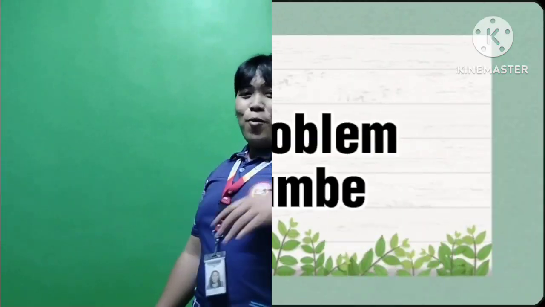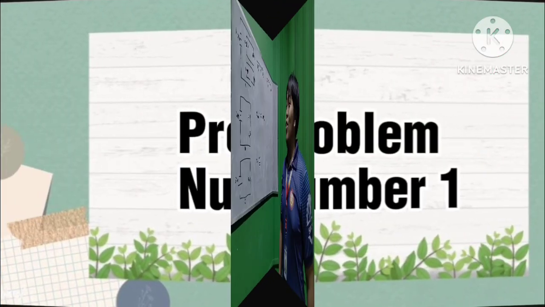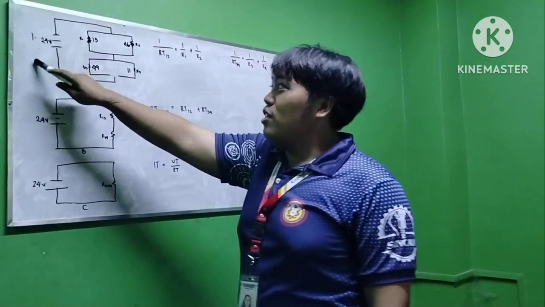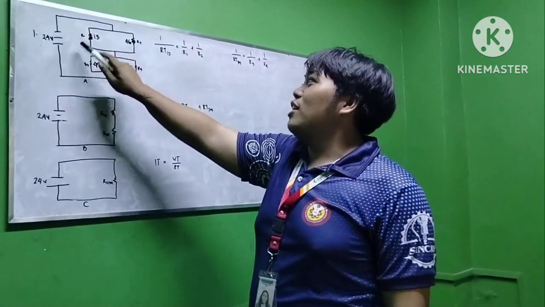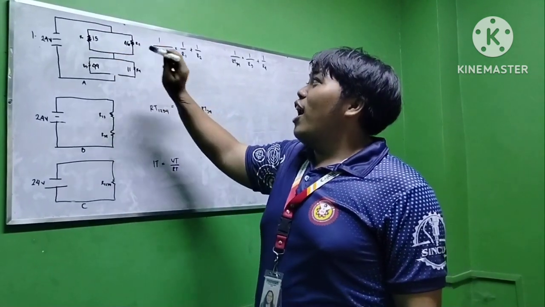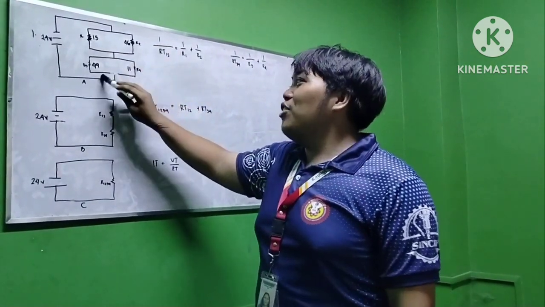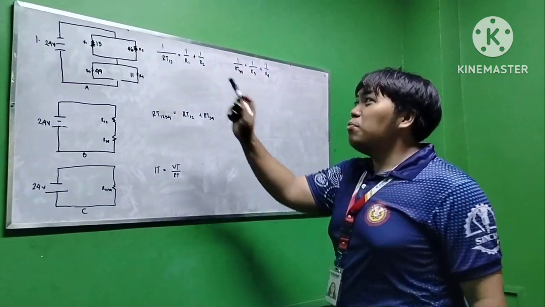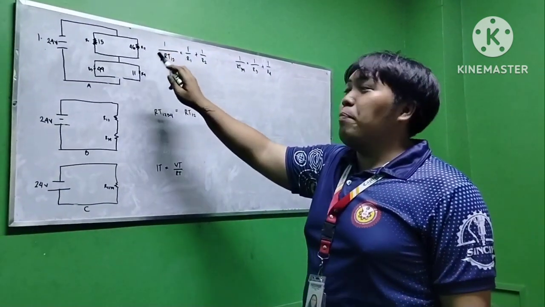For today's video, we're going to solve a problem for R11 series. So let's go! For our first problem, we have the given of 24 volts, and R is the resistance, where R1 is 15 ohms, R2 is 46 ohms, R3 is 49 ohms, and R4 is 11 ohms. In this problem, as you can see here, this is a parallel circuit.